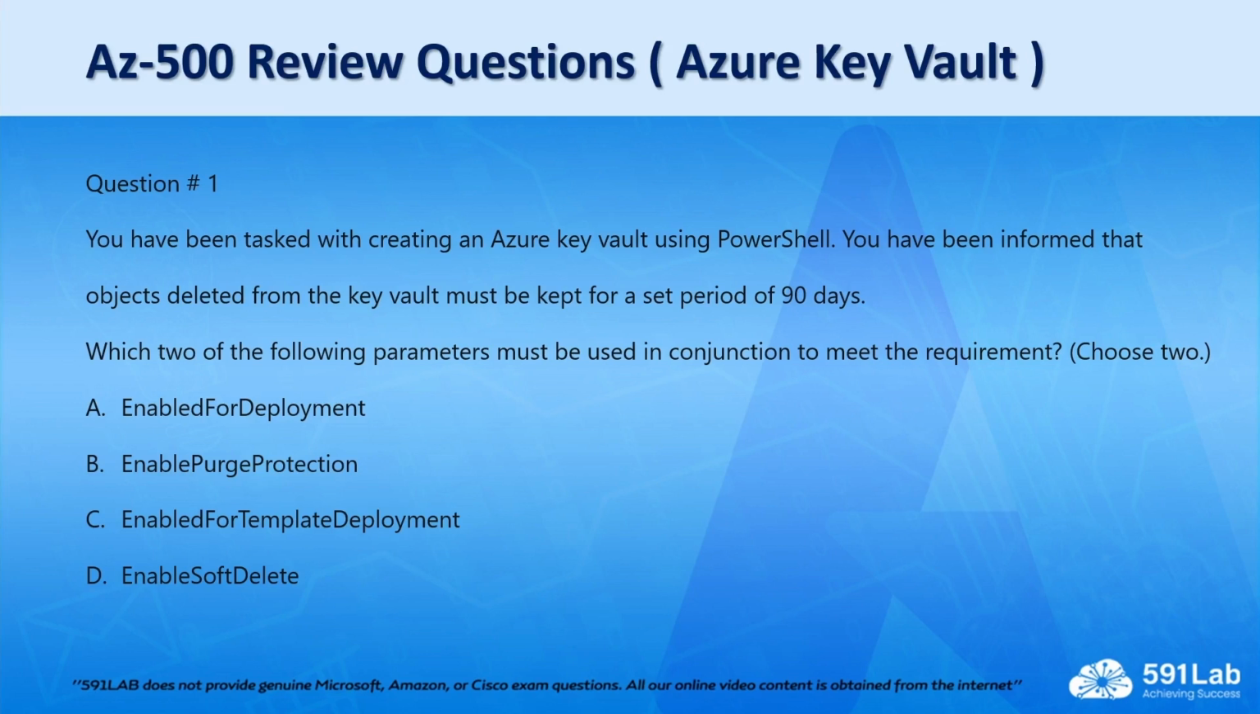So if we look at the options: enable for deployment, purge protection, and template deployment and soft delete. So we all know the answer should be soft delete and purge protection, because soft delete is an option which gives us the option to set the 90 days period. And the purge protection is an option which ensures that no object should be deleted before that retention period. So let's look at the answer. Yes, this is our answer.